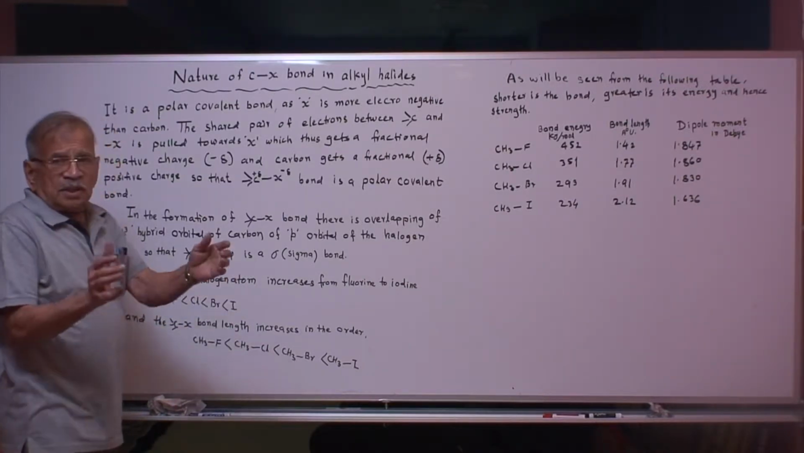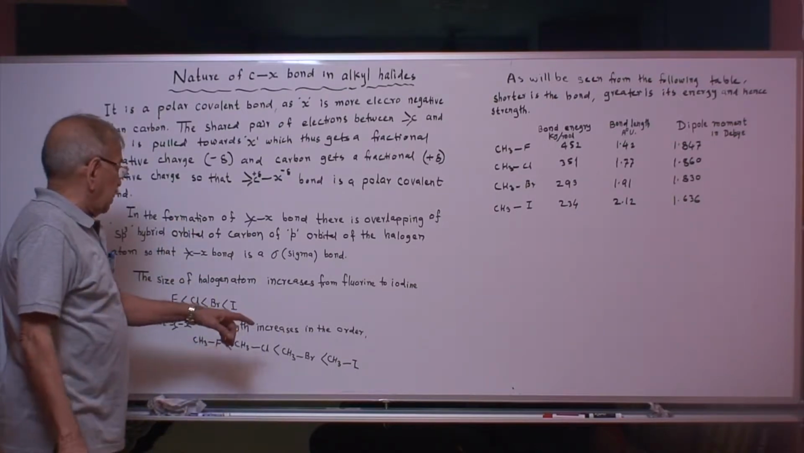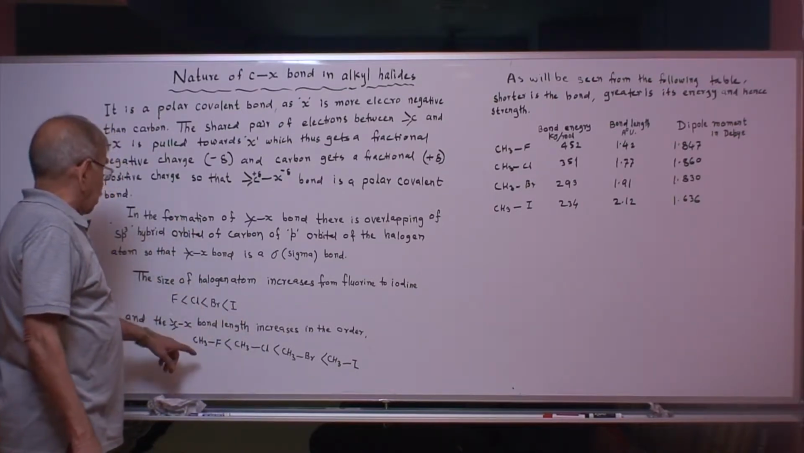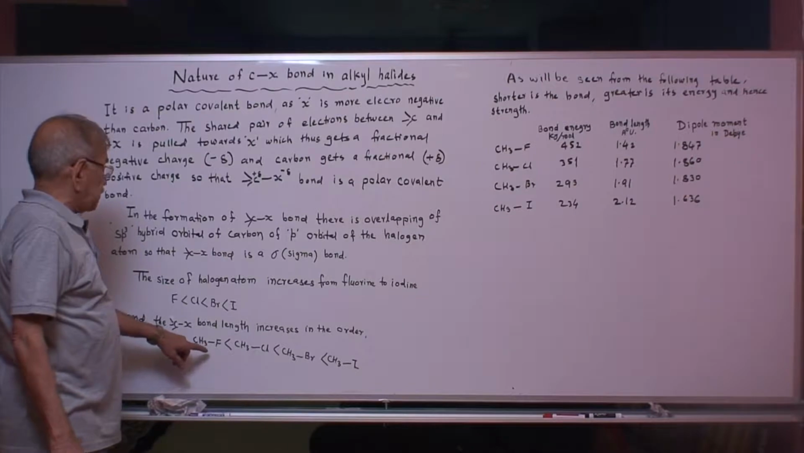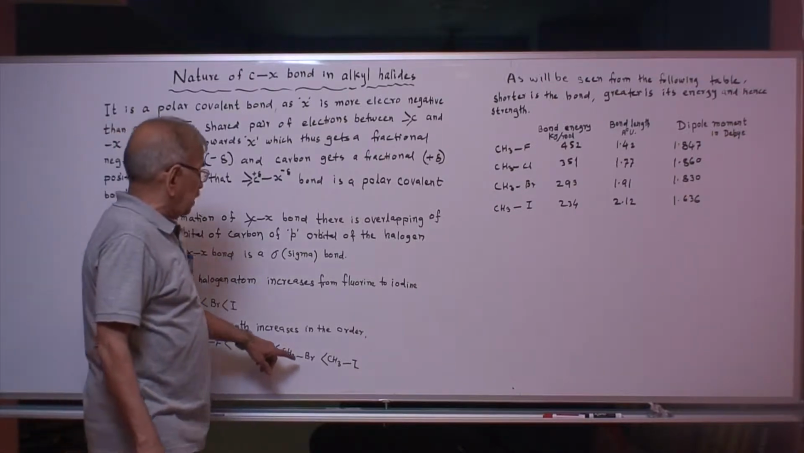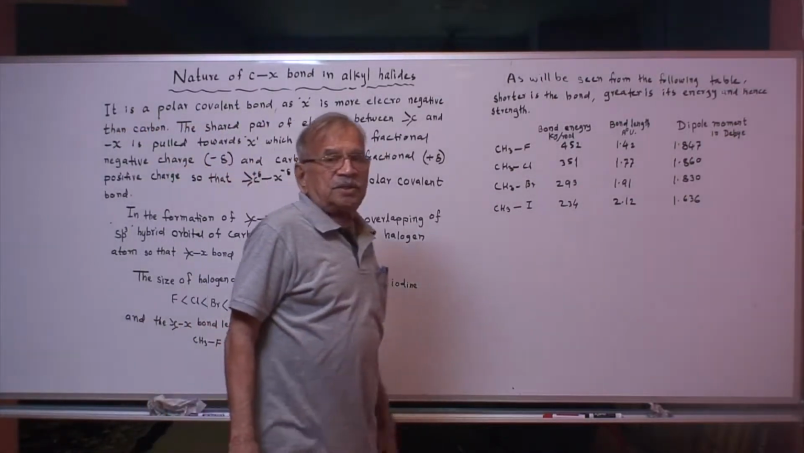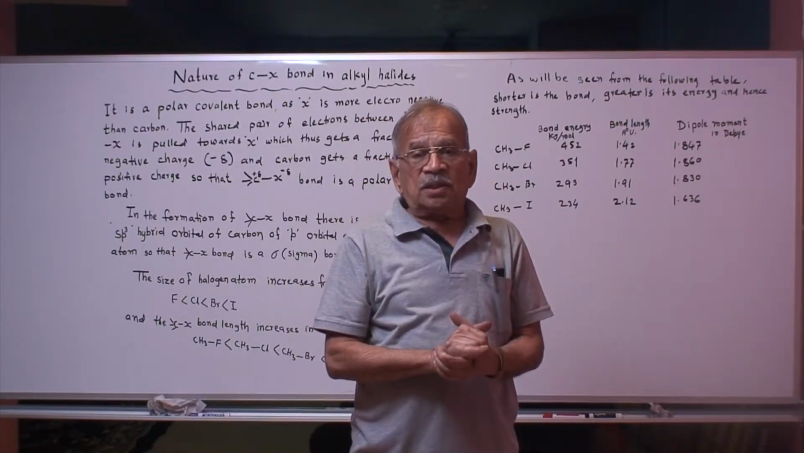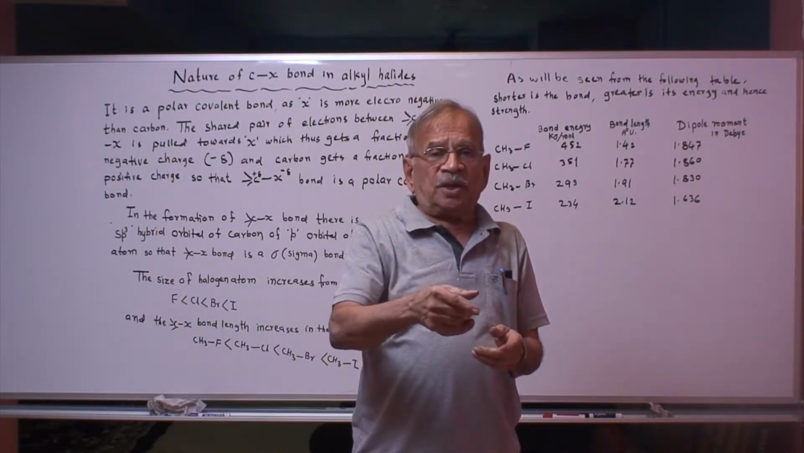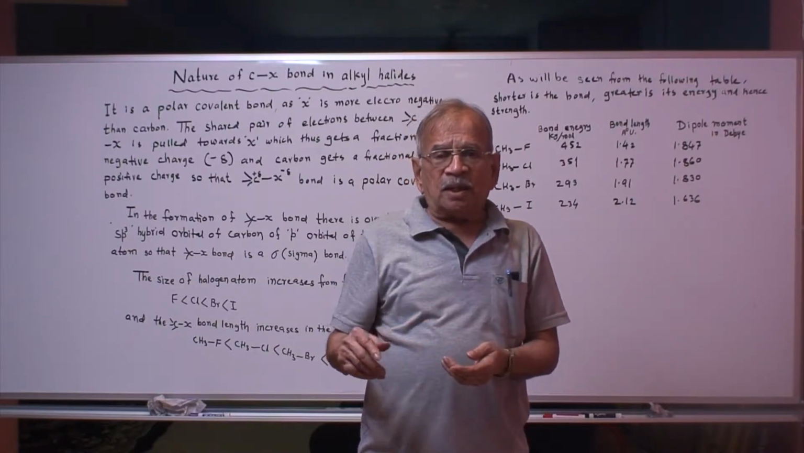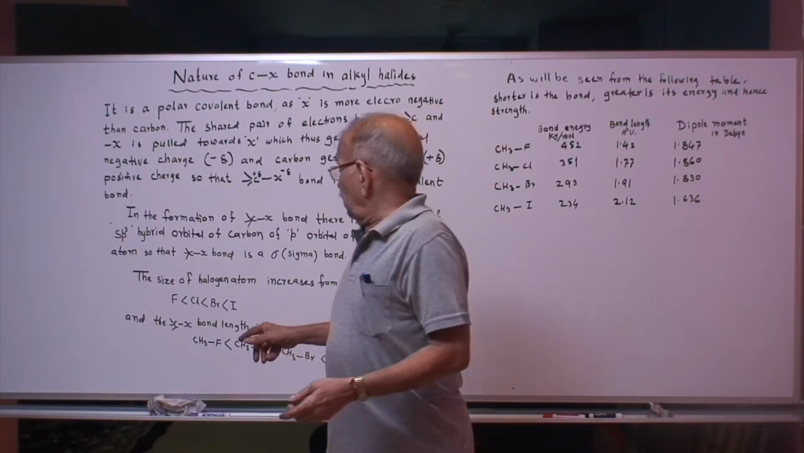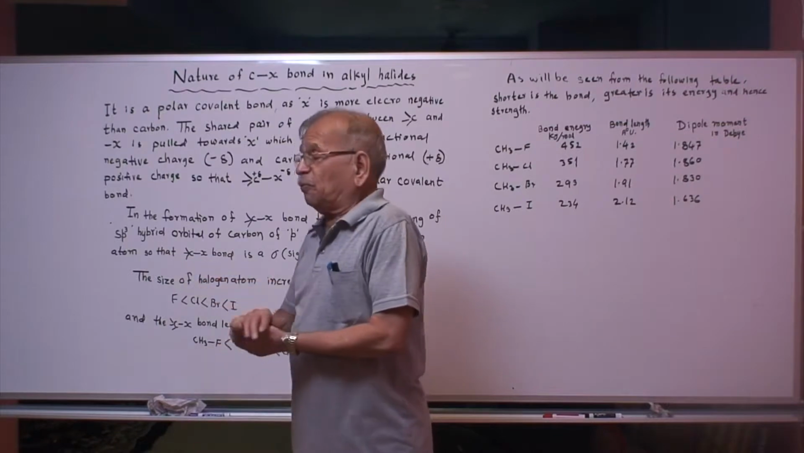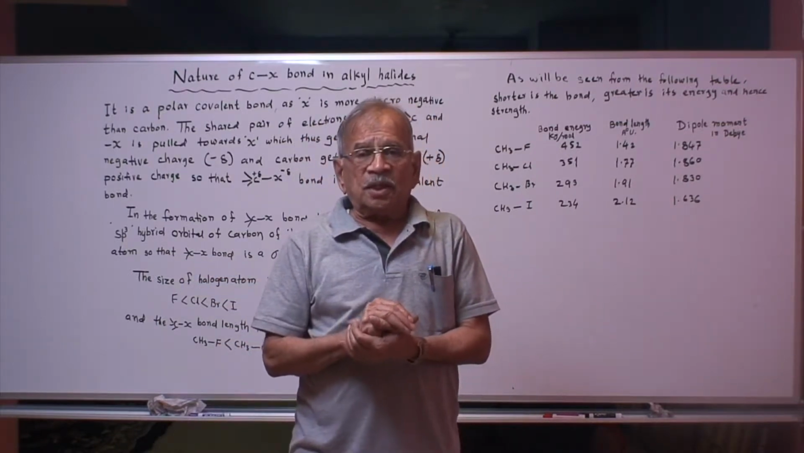And the CX bond length, because iodine is a bigger atom, increases in the order CH3F, CH3Cl, CH3Br, and CH3I. The bond length of the CI bond in CH3I is more. The bond length of the CF bond in fluoromethane is least.